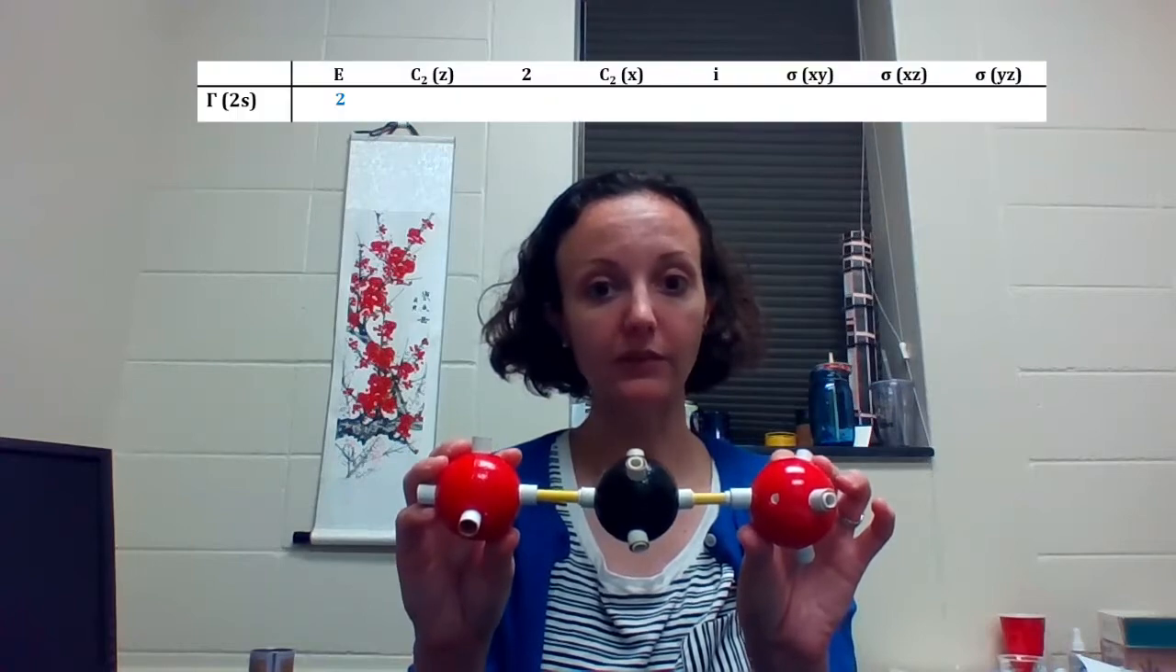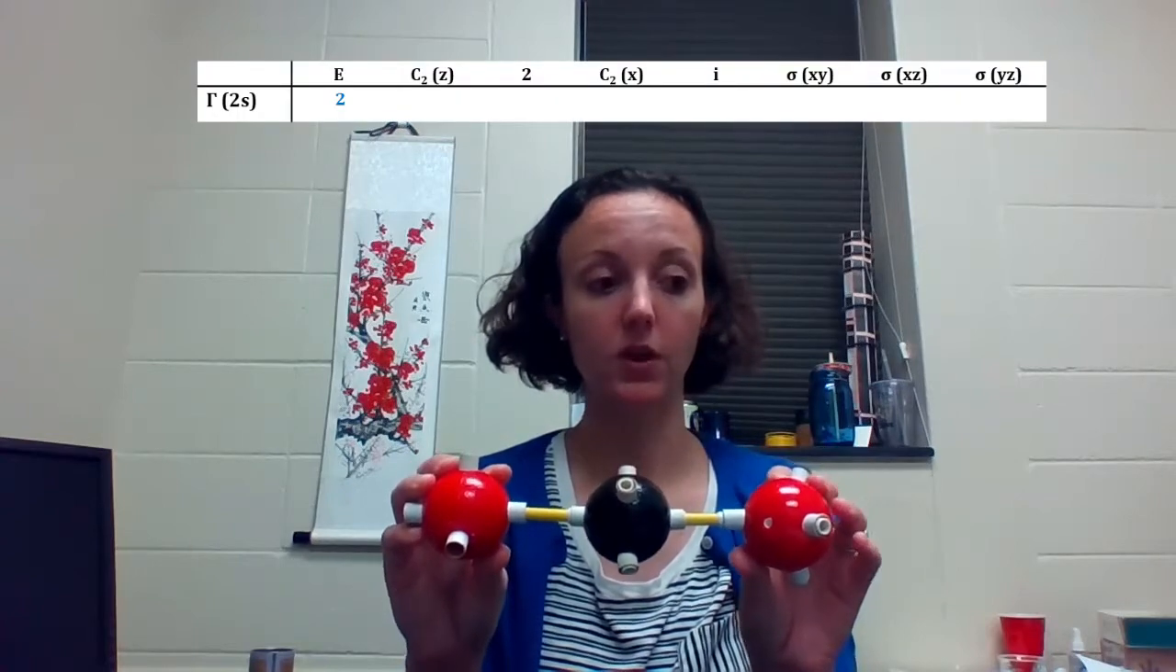So in this model, we will represent the two 2s orbitals on the two oxygen atoms as spheres. So let's imagine they're the same as these red spheres in my model. We walk through each operation and indicate how many orbitals stay in the same places. So identity operation, pick it up, put it back down. 2 orbitals stay in the same places, we write down 2.